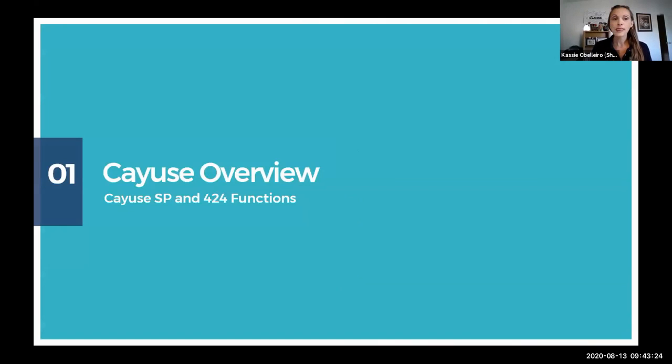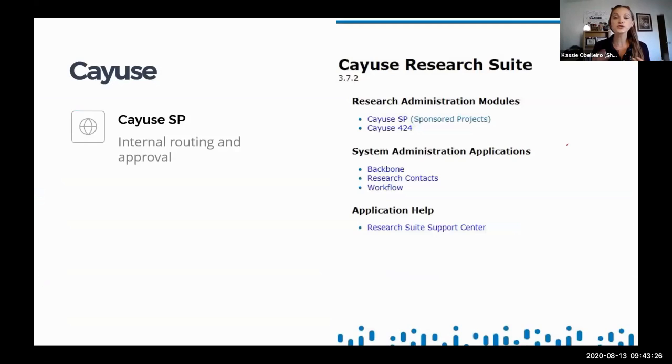Now, let's dive into looking at Cayuse. At UC Davis, we use two of Cayuse's Research Suite products. They have multiple products. However, we only use two. The first one, and the one that we're going to talk about today, is Cayuse SP. We use this for the internal routing and approval of proposals and significant award amendments. Not all award amendments, just certain ones. And they're the ones that require department or dean approval. That's how you can think about it.